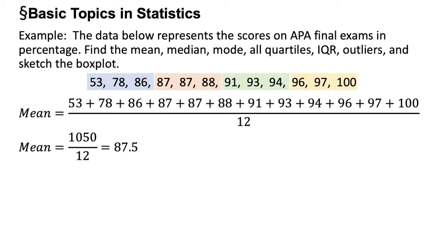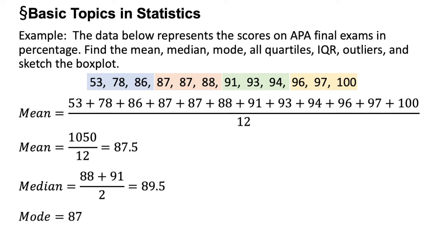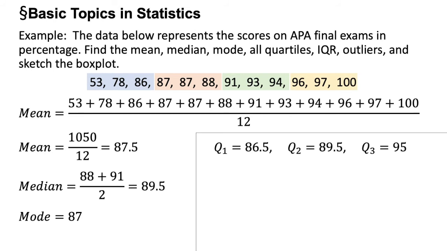For median, since this set of data values is in ascending order, we pick the middle one for our median. However, since we don't have a middle value, we pick the two middle ones and find the mean to find the median. Mode is 87 since its frequency is 2, higher than every other value. And quartiles are as follows. 86.5, which is the middle of 86 and 87, is our first quartile. Second quartile, which is exactly equal to the median, is 89.5.